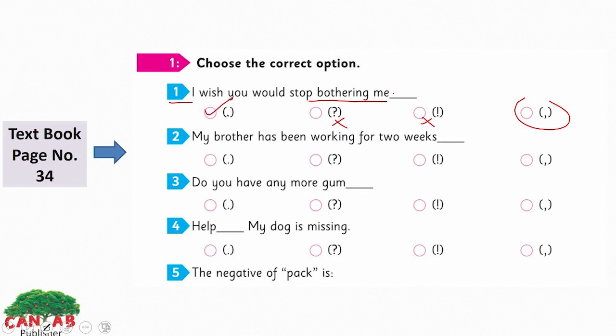Look at the second one: My brother has been working for 2 weeks. Yes, this is also a statement here, so we will put a full stop here. There is no interrogating form, no strong emotion, no need to take a pause here. Look here, the third one: Do you have any more gum? Yes, this is the interrogating form here. This person is asking a question about having more gum. So we will choose the question mark here.